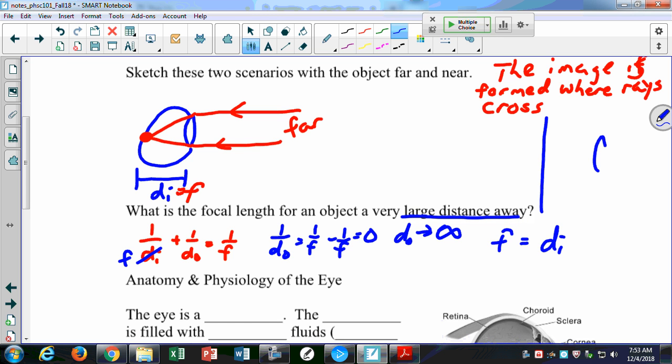So if I have a lens, I can draw rays. This lens has 2 focal points. There's a focal point here and a focal point here. I can draw rays in a couple of different ways.